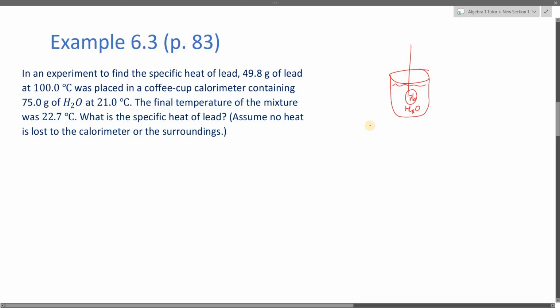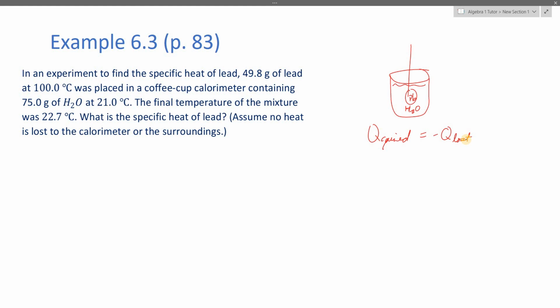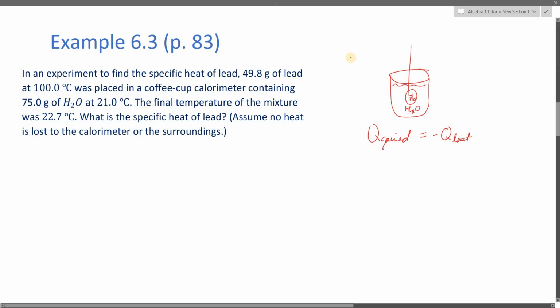According to the first law of thermodynamics, we can say that Q gained is equal to negative Q lost. All right, so now we need to mentally think through when we put the lead into the water, what's gaining heat and what is losing heat, because both will be happening. So in an experiment to find the specific heat of lead, 49.8 grams of lead. So I know that I'm going to have over here my lead side of my equation. Over here I'm going to have H2O. I haven't said which one's gained or lost, but I'm going to consider lead and water separately.